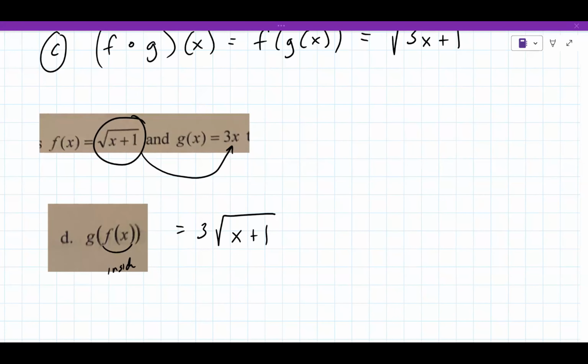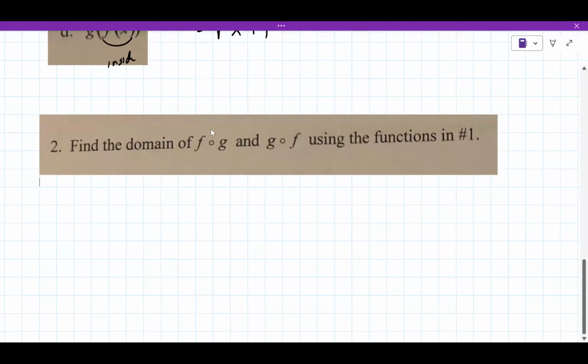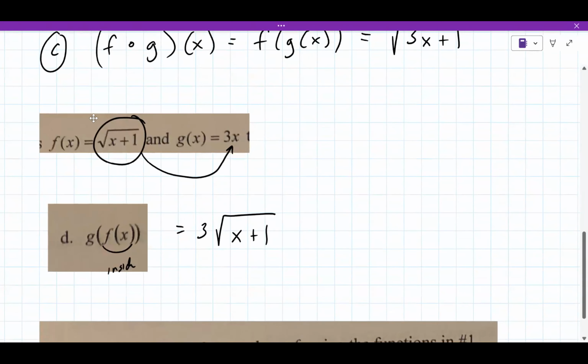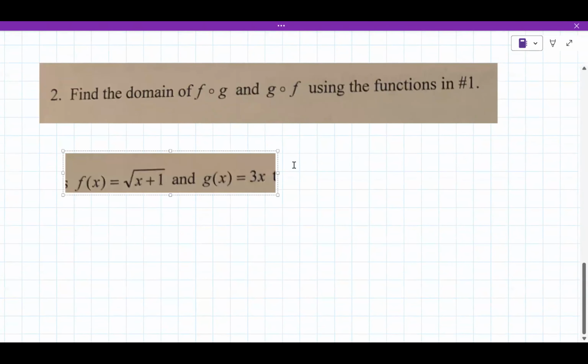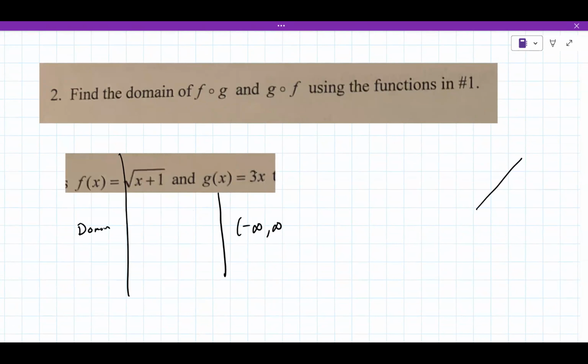No. Okay, so number 2, I was looking for this, but I guess I didn't look far enough ahead. So we first need to go back to f of g. Grab the functions here. We first should look at the domain of each of these. The one on the right, 3x, is just a straight line that goes up. Its domain is all real numbers, or minus infinity to infinity. But square root of x plus 1, its domain is not.